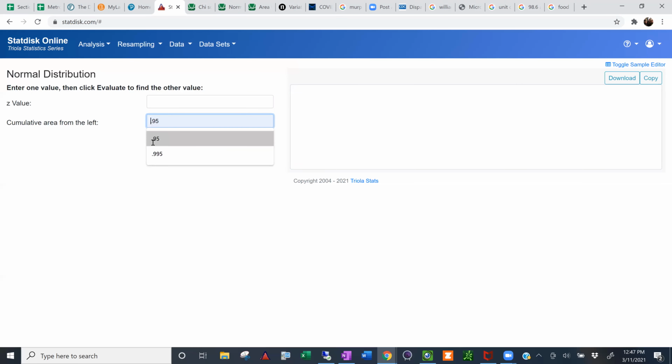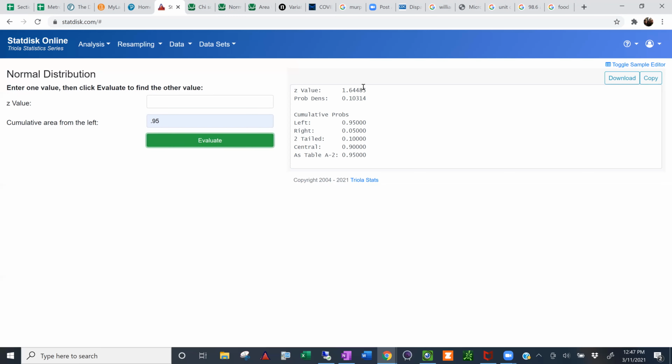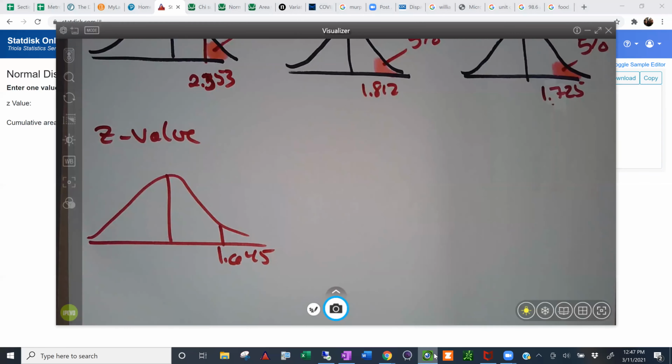0.95. So when I put in that, then I get 1.644 for the z value. So the z value that these are all getting closer to is 1.645. So is the z value basically from like the left and then the t would be the right?